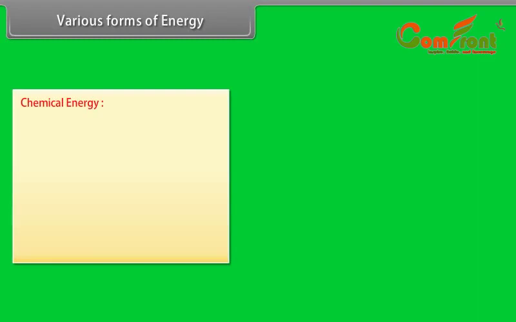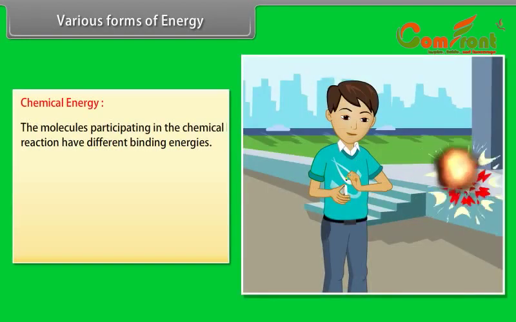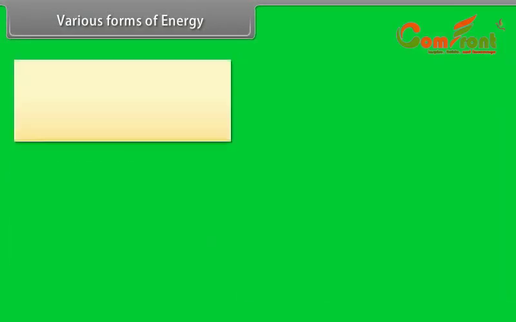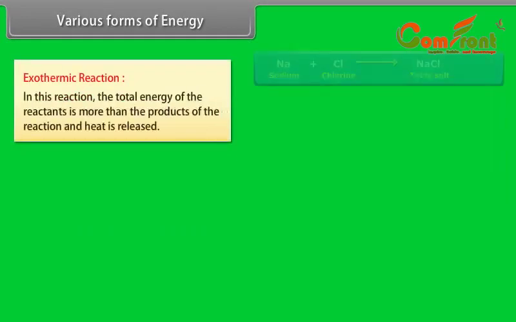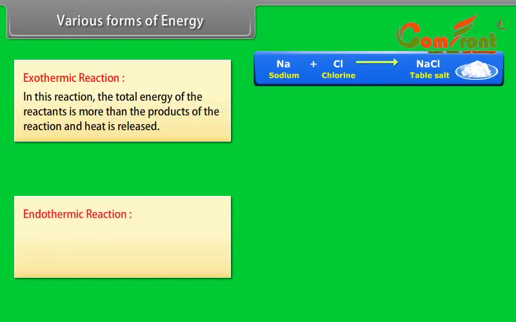Chemical energy. It arises from the fact that the molecules participating in the chemical reaction have different binding energies. A chemical reaction is basically a rearrangement of atoms. There are two types of chemical reactions. Number 1, exothermic reaction, and Number 2, endothermic reaction. Exothermic reaction. In this reaction, the total energy of the reactants is more than the products of the reaction and heat is released.